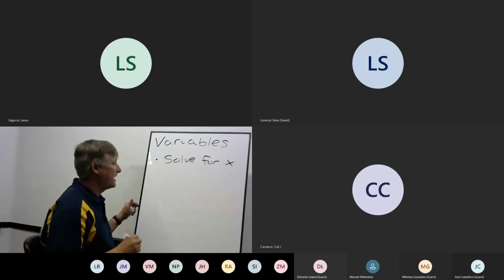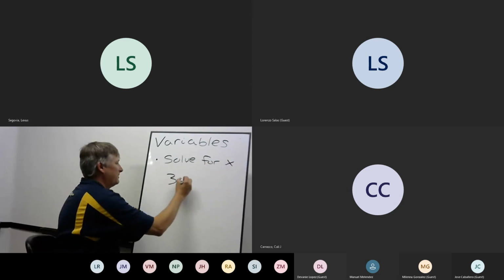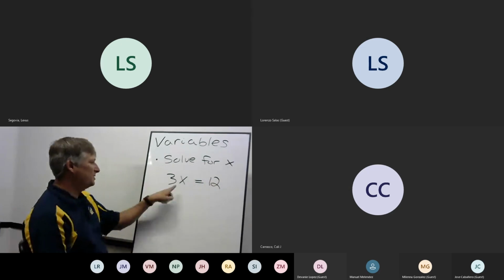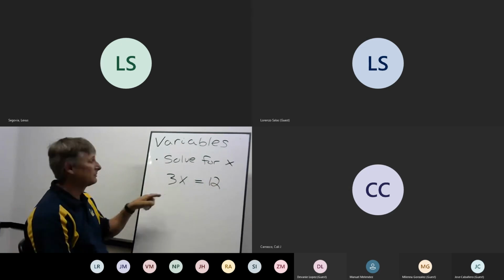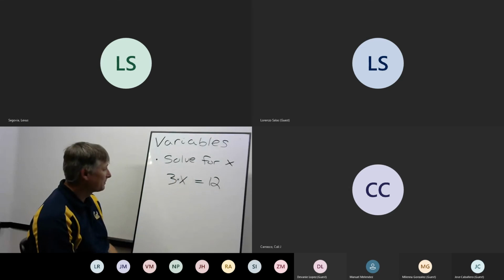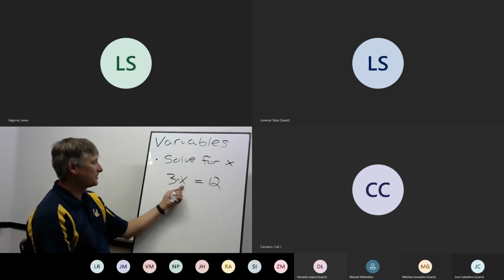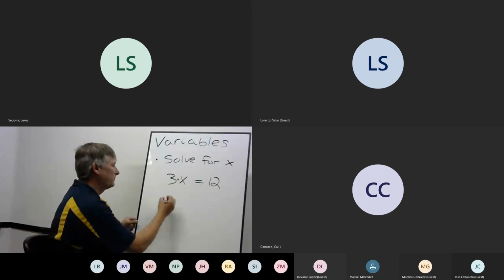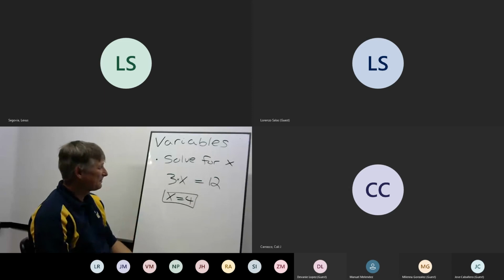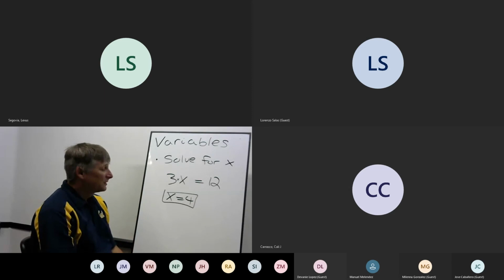So we're going to solve for X. So again, we have 3X equal to 12. This means 3 times X. So you can put your little times in there if that's going to help. So 3 times some unknown number gives us 12. That unknown number has to be 4. You can guess that. Questions about that?